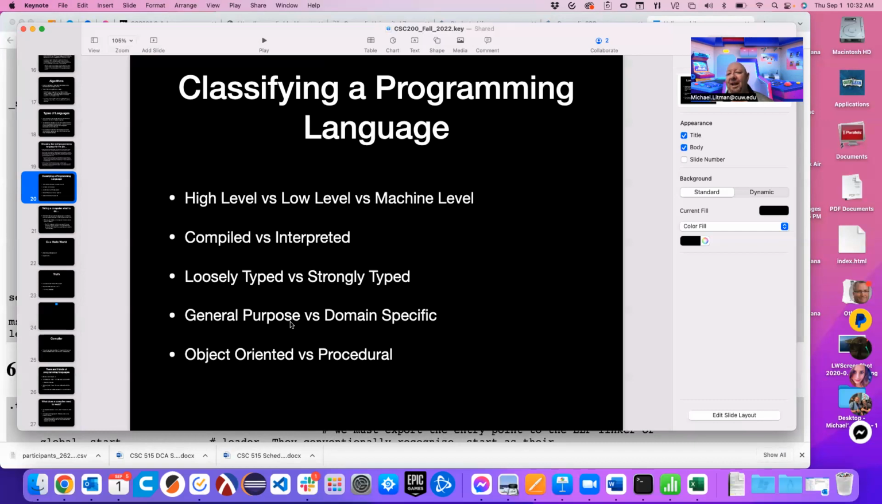All right. Domain specific languages, which actually are often written in C. These are languages that you don't even think about, but for instance, like your dishwasher at the house.